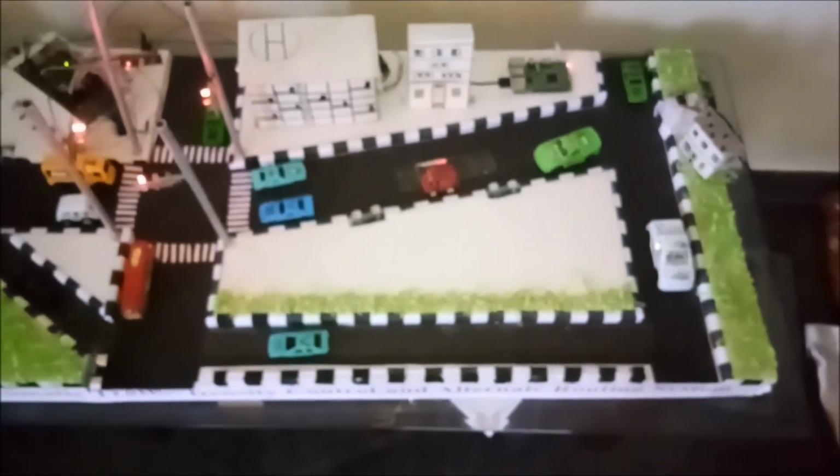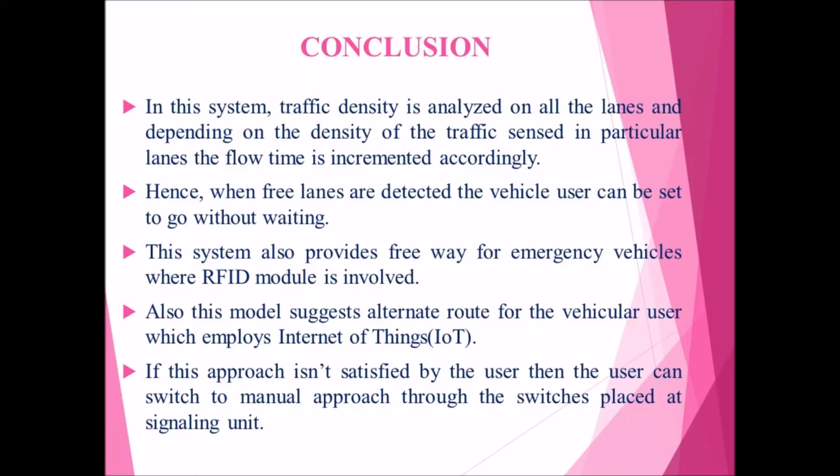The software that we have used are Arduino, Raspbian OS and Python for programming. Finally, we conclude that in this system, traffic density is analyzed on all the lanes, and depending on the density of the traffic sensed in particular lanes, the flow time is incremented accordingly. Hence, when free lanes are detected, the vehicle user can be set to go without waiting. This system also provides freeway for emergency vehicles, where RFID modules are involved. Also, this model suggests an alternate route for the vehicle user, which employs Internet of Things.